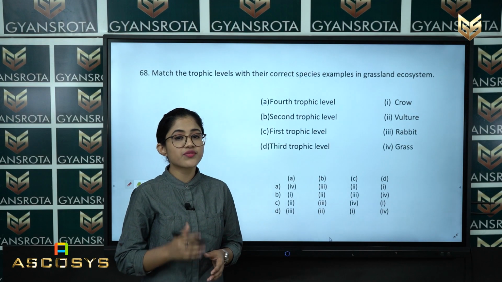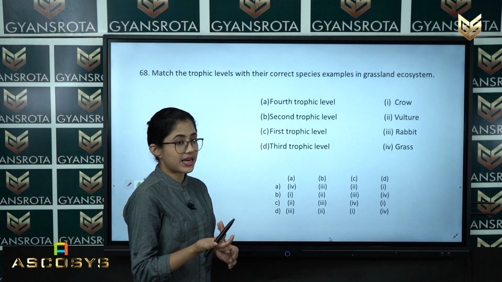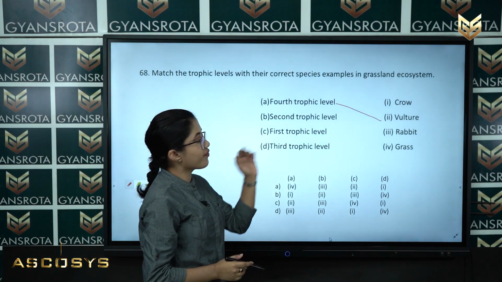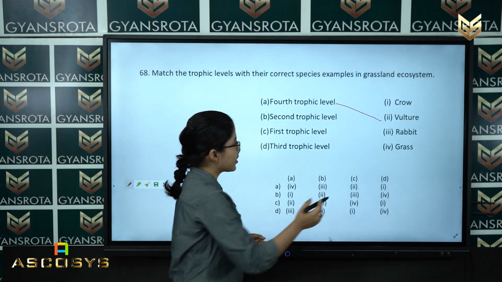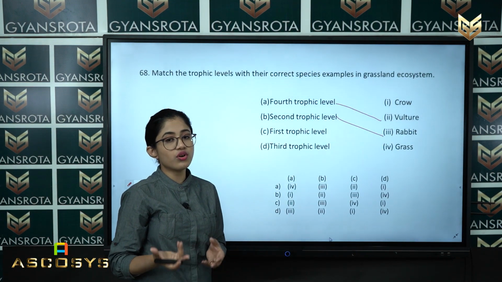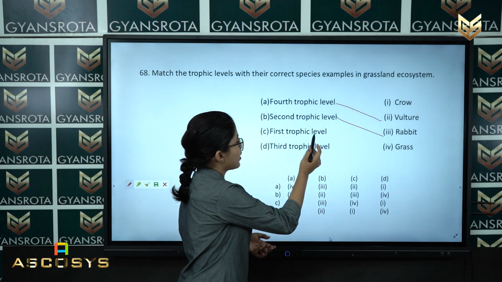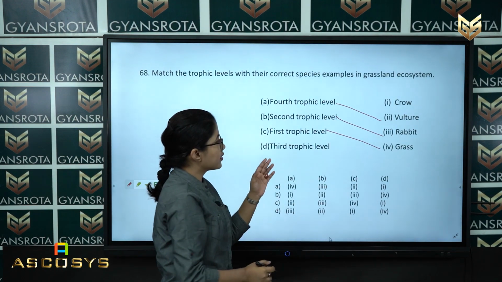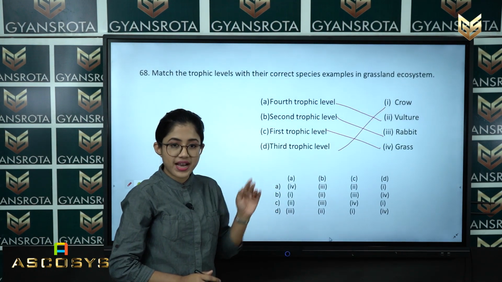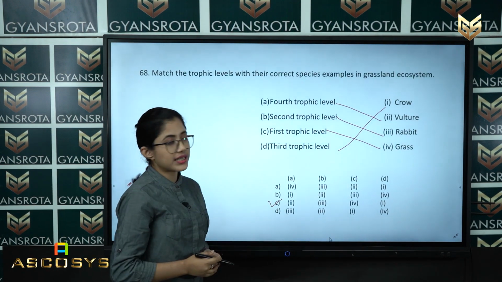So, the first one is 4th trophic level. What is the example here? The example will be vulture. Next is the second trophic level, that is rabbit. And the next is first trophic level. You know, there are always producers, right? So, first trophic level will be grass and the third trophic level will be crow. So, this is the correct match. Now, among these four options, option number C will be the correct one.